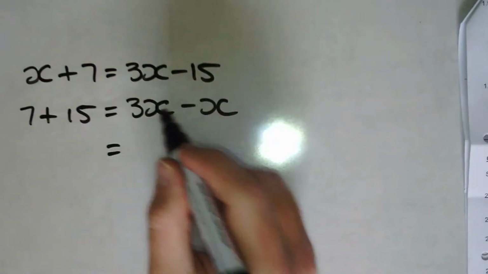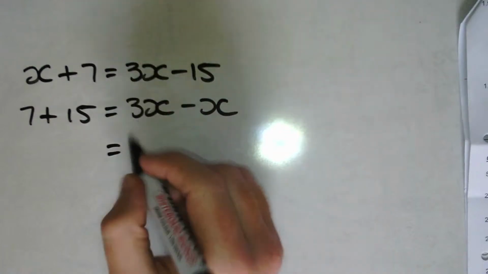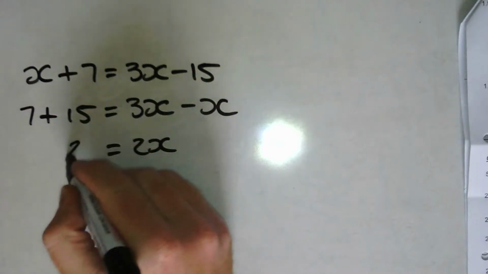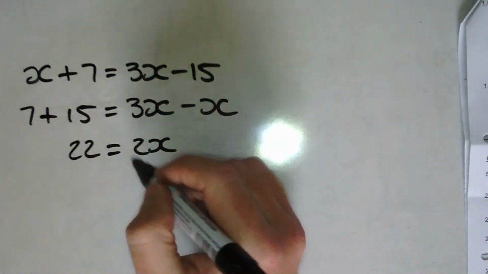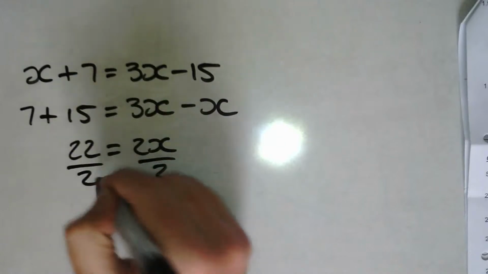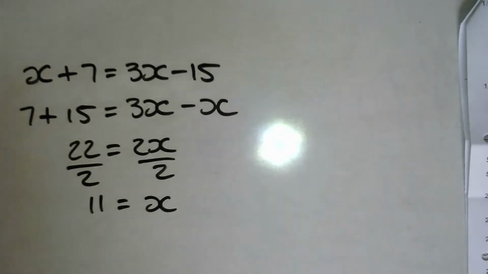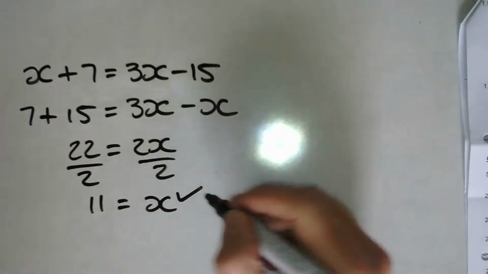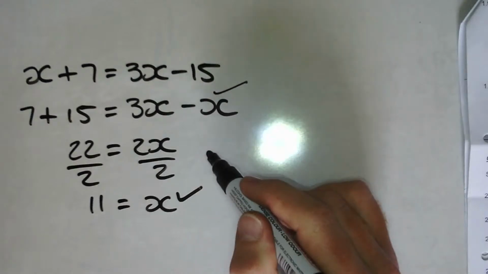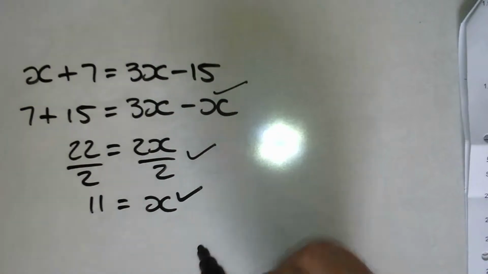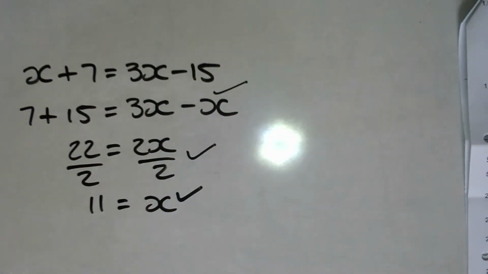So I'll have this side 3x minus x, which gives me 2x. 7 plus 15, which should give me 22. I'm looking for the value of x, so I'm dividing both sides by 2. So therefore, x is equal to 11 in this case. Okay, so you get 1 mark for the answer, 1 mark for throwing everything to the side that they belong to, and 1 mark for simplification in this case. All right, let's go to the final question of question 2 for simplification.